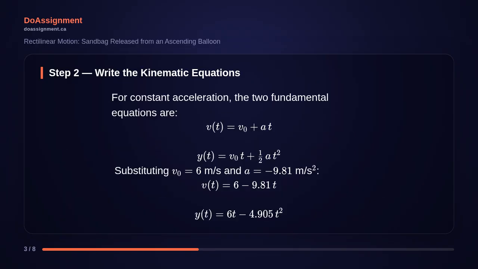Using the constant acceleration kinematic equations, velocity equals v0 plus a times t, and position equals v0 times t plus 1/2 a times t squared. Substituting our known values gives velocity equals 6 minus 9.81 t, and position equals 6t minus 4.905 t squared.